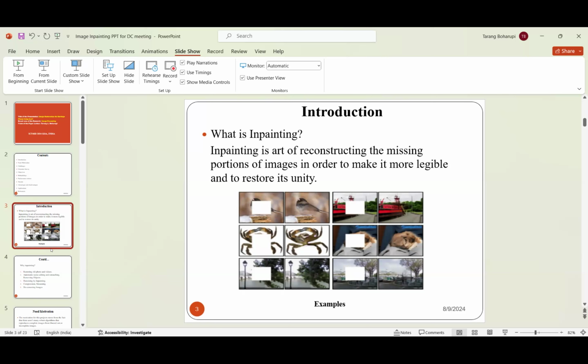So image restoration, basically image inpainting, as you can see here. There are a total of six images, with sheep and some animals. The region is masked by the white box, we can say the mask, that is the missing region. So image inpainting means we have to recover the missing region.